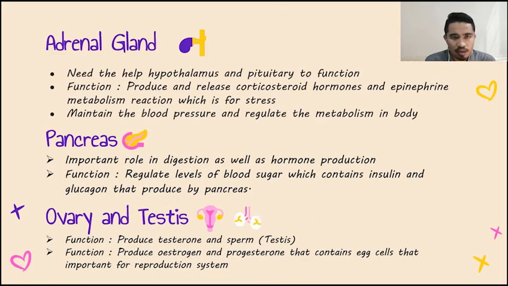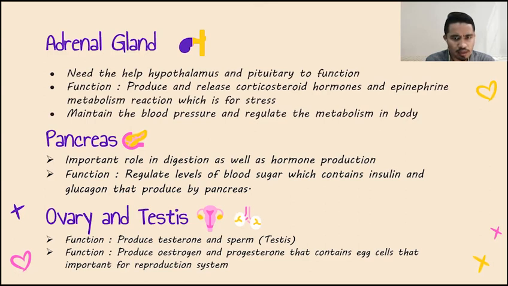Next is adrenal gland. It needs help the hypothalamus and pituitary to function. The function is to produce and release corticosteroid hormone and epinephrine metabolism reaction which is for stress. It will also maintain the blood pressure and regulate the metabolism in body. For the pancreas, it important role in digestion as well as hormone production. The function is to regulate level of blood sugar which contain insulin and glucagon that produced by pancreas.